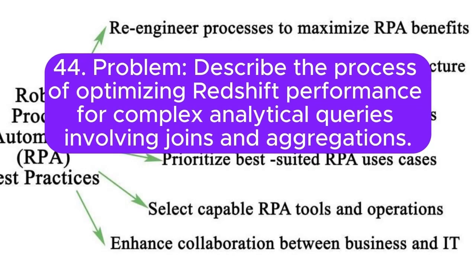44. Problem: describe the process of optimizing Redshift performance for complex analytical queries involving joins and aggregations.